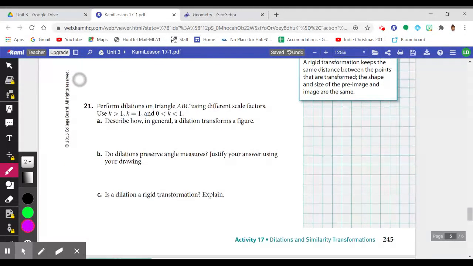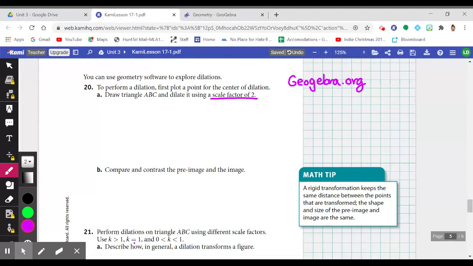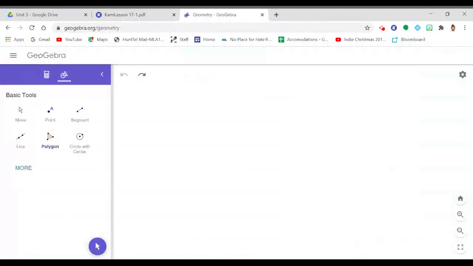Then item 21 says perform dilations on triangle ABC using different scale factors. We're going to explore when the scale factor is greater than 1, like the example 2, where K is 1, and where K is less than 1 but greater than 0. So that's what we're going to be performing, a couple of transformations. So we'll actually be doing these together. So I'm going to hop over to GeoGebra, and we'll start with item 20.